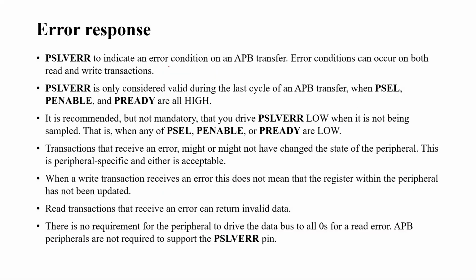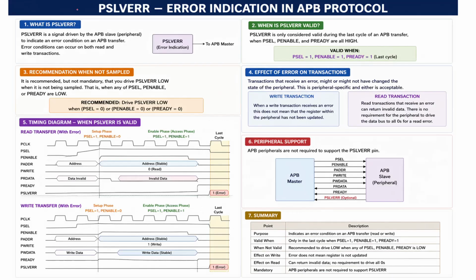Error responses. So what are we giving as the error responses? See, we are having PSLVERR. PSLVERR is the signal driven by the APB slave. So it is giving some error in your transaction. If you are setting the PSLVERR that is sent by the slave, then the error condition may occur in the write transaction as well as the read transaction. During write you are getting error, and during read also you are getting error.